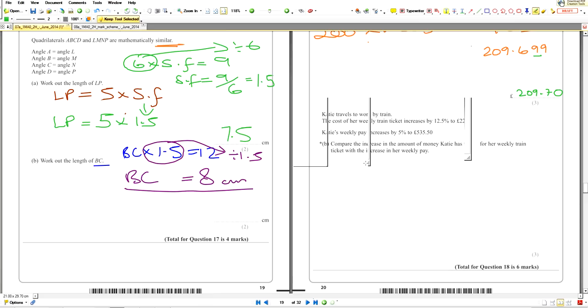Okay. Katie travels to work by train. The cost of a weekly train ticket increases by 12.5% to something. Katie's weekly pay increases by 5% to that. Compare the increase in the amount of money Katie has to pay for a weekly train ticket with the increase in her weekly pay. So they've told us that it's increased by a certain percentage to that. So we need to work out what the actual increase was for each one. It's like a reverse question in a sense.